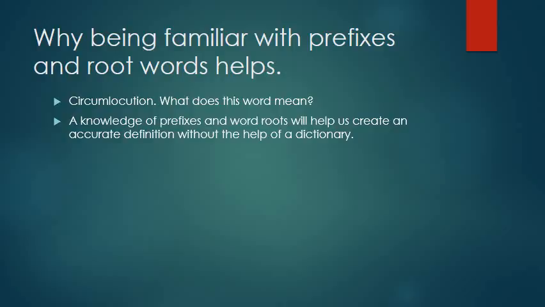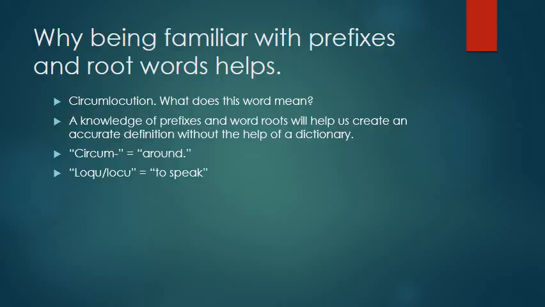Now, keep in mind, it's a good idea to go ahead and look up a word you're not familiar with or don't know the definition of in a dictionary. But say you're in a test or something and can't get to a dictionary, and you need to come up with the meaning of a word on the spot. Well, this technique of looking at prefixes and root words could help you do that and come up with a passable definition. So circum means around, and loque comes from the Latin meaning to speak.